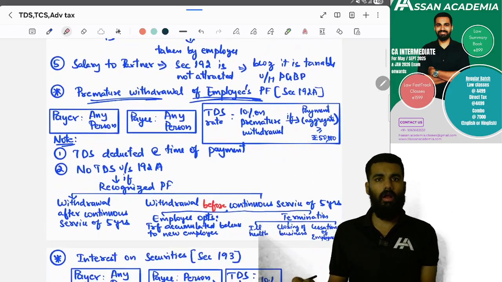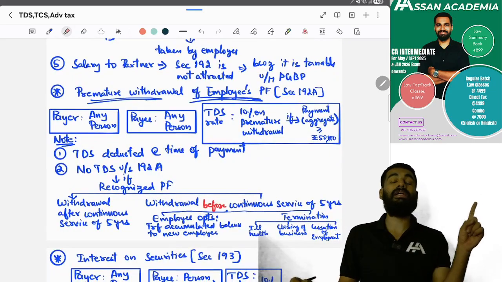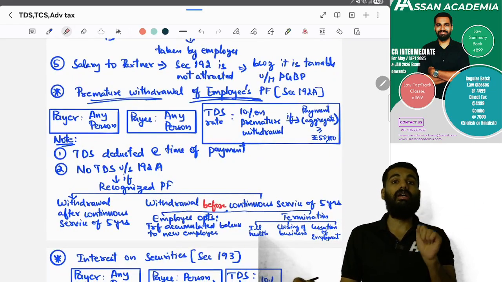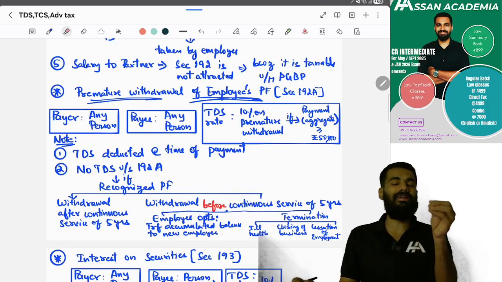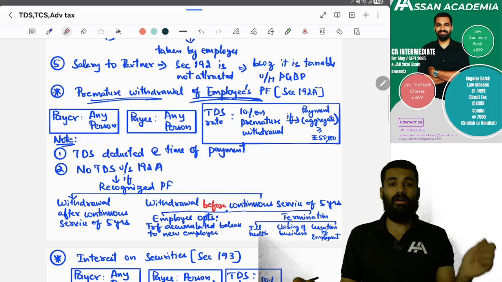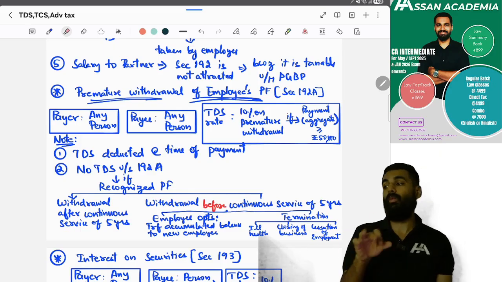Yes or no? Partner salary will be chargeable under the head PGBP, not under the head salary, so it will not be charged. Partner salary will not attract TDS under section 192.